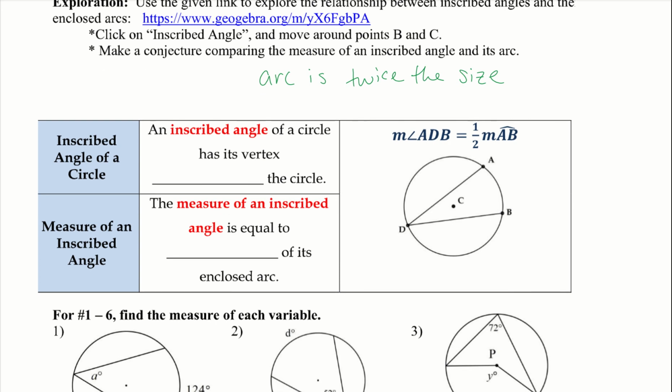All right, an inscribed angle of a circle has its vertex on the edge of the circle, right? So it's not at the center anymore. It's all the way at the edge, somewhere on the edge of the circle. And the measure of an inscribed angle is equal to half of its enclosed arc. So whatever this arc is, if we divide it by 2, we will get our angle, and if we have our angle, multiply that by 2, we will get our arc.